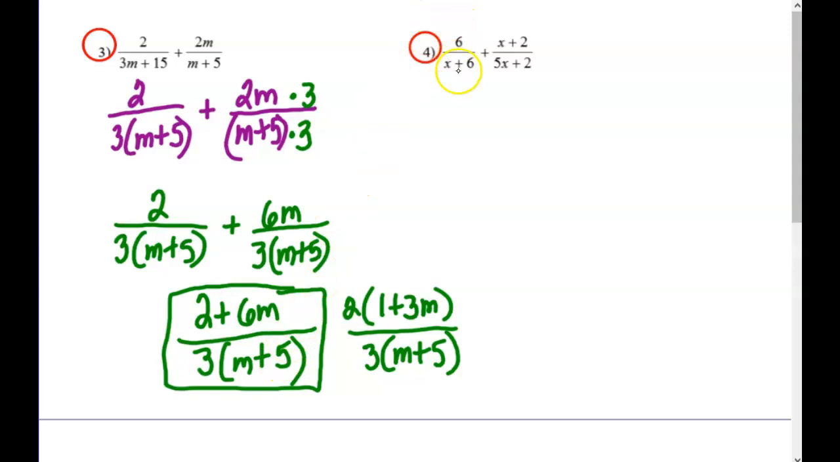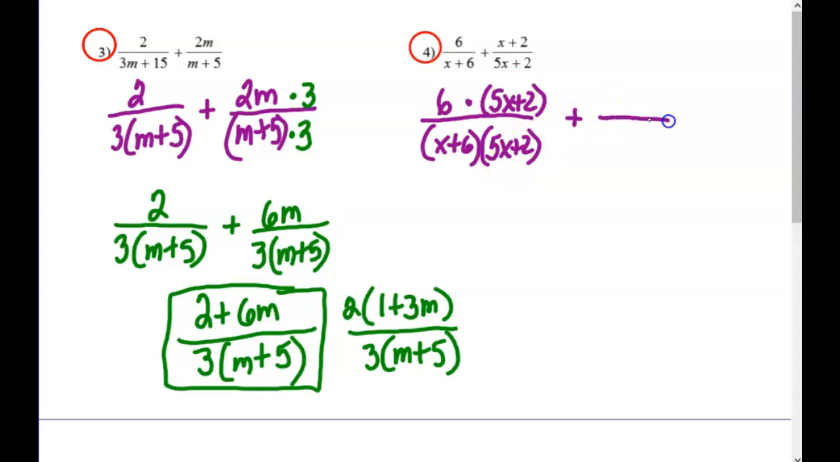Now, when we move to number 4, nothing factors in the denominators. So the common denominator is going to require that we have each of those factors. So right now, this has a 6 and an x plus 6. It will need in the denominator a factor of 5x plus 2. So we will need to multiply the top also by a factor of 5x plus 2. So we're multiplying by 1 here by making it 5x plus 2 over 5x plus 2.